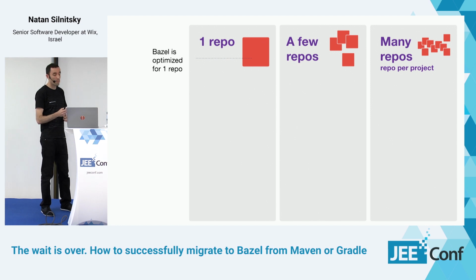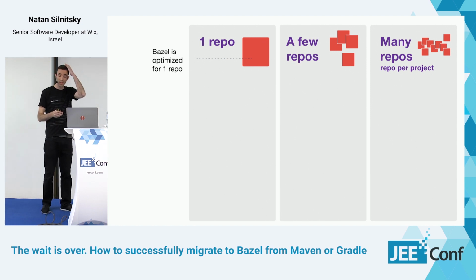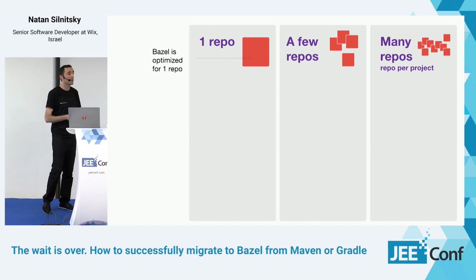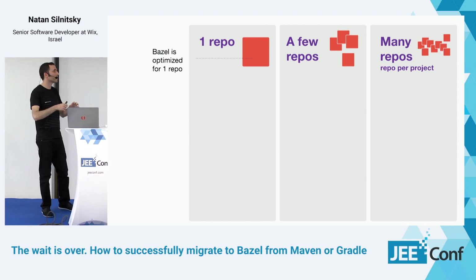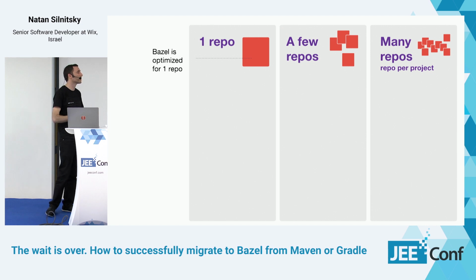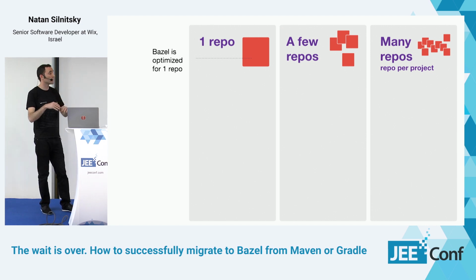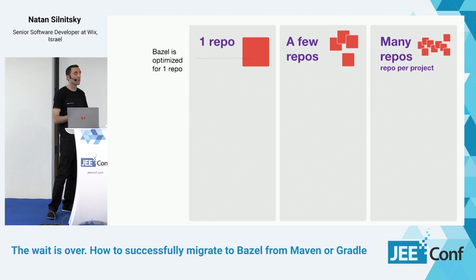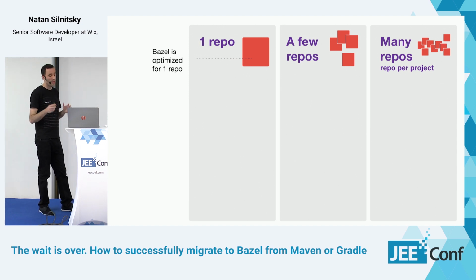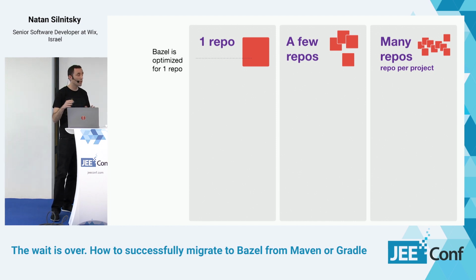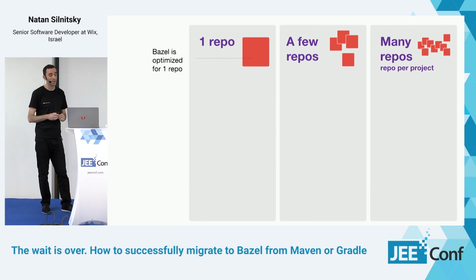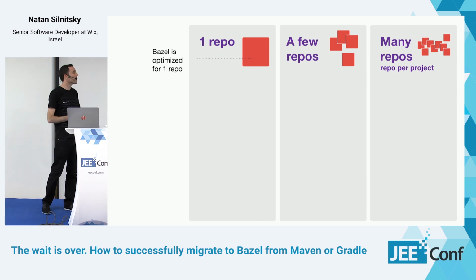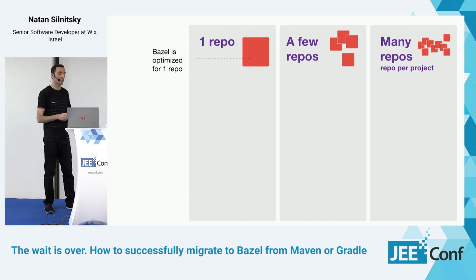But a lot of companies and organizations have a lot of repositories. A lot of people like to spin up a new repository for every single project. You have a small team working on its own repository, and that's very popular. But I will show in a minute why this can be a bit of a hassle with Bazel, and why you can have a compromise between the two and only have a few repositories in your organization.